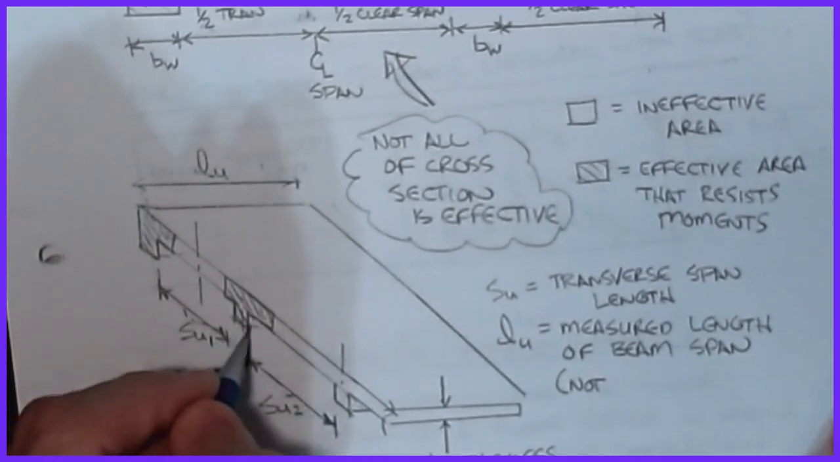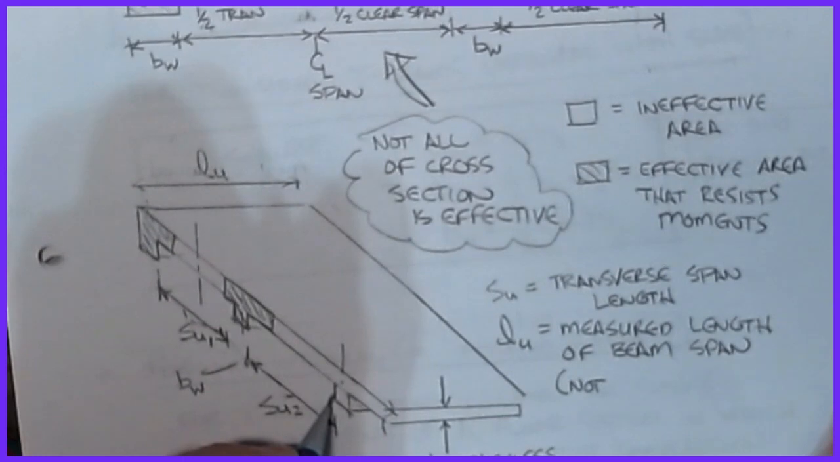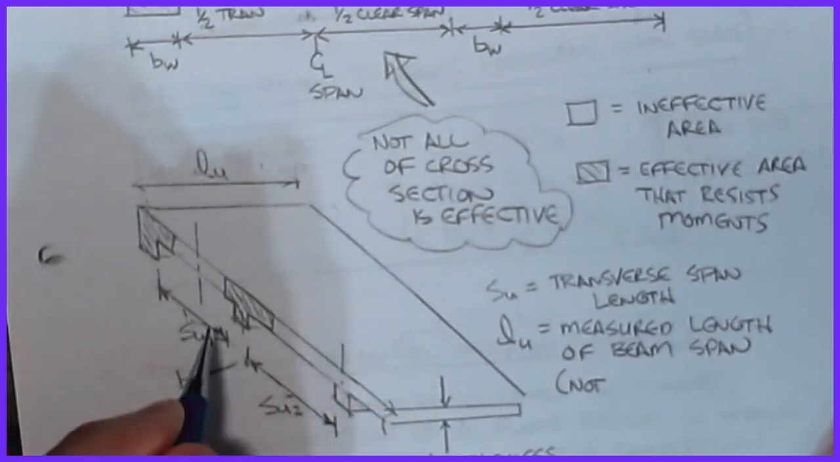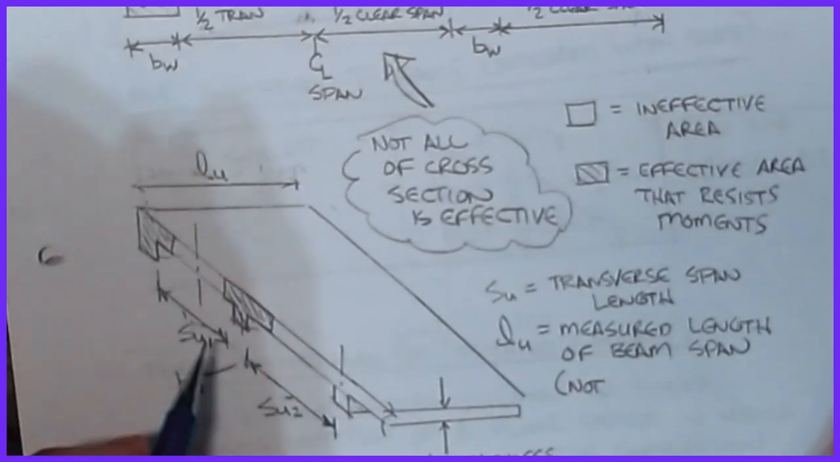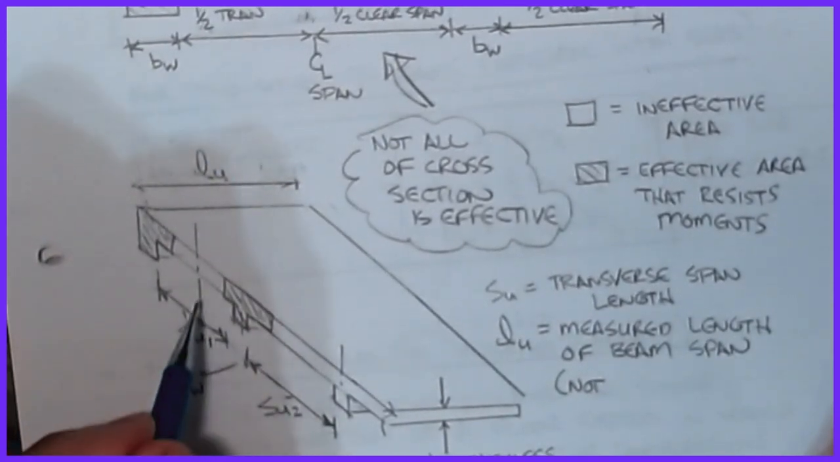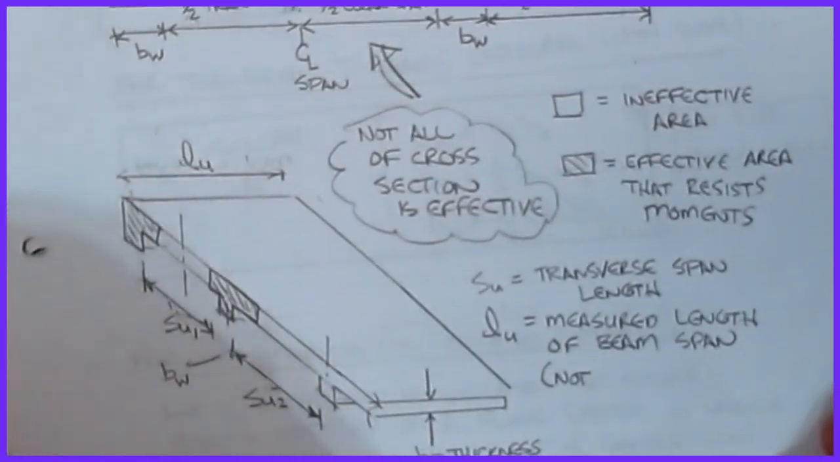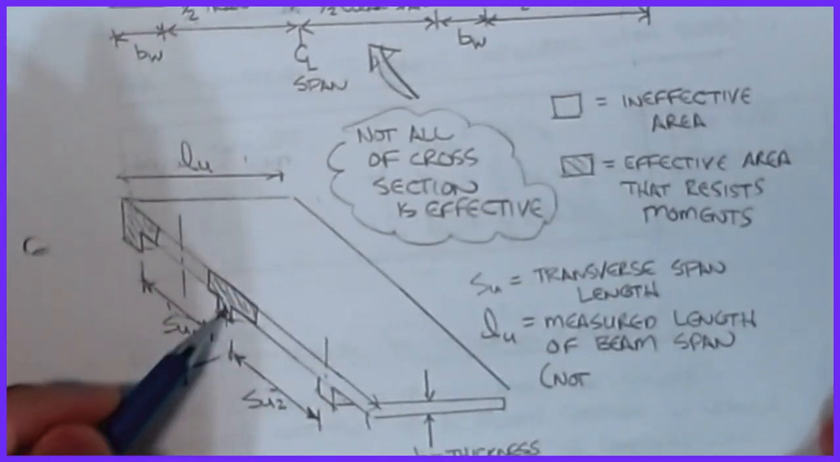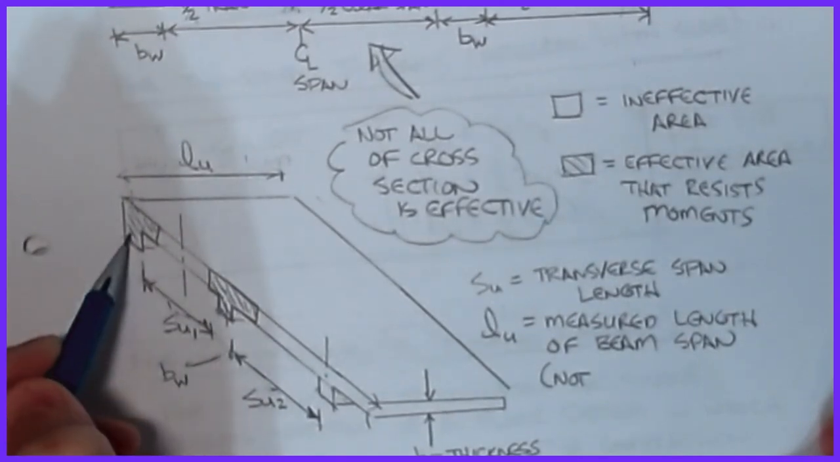And then the width of the stem, that's what we're calling BW. And then on the other side of this guy, I would have another S, a clear span dimension. And like I say, they don't have to be equal. Sometimes they are, sometimes they aren't. But the effective flange width that we're going to have is going to be based off of these dimensions that we'll try to set forth. So we have the transverse span, which is between him and his neighbor girder or beam.